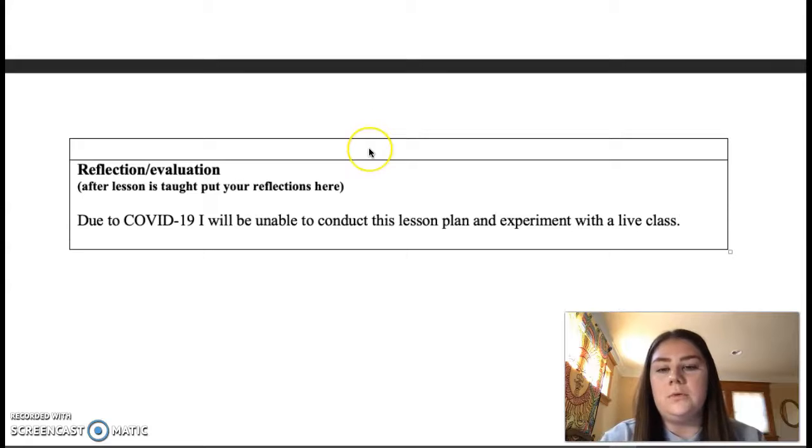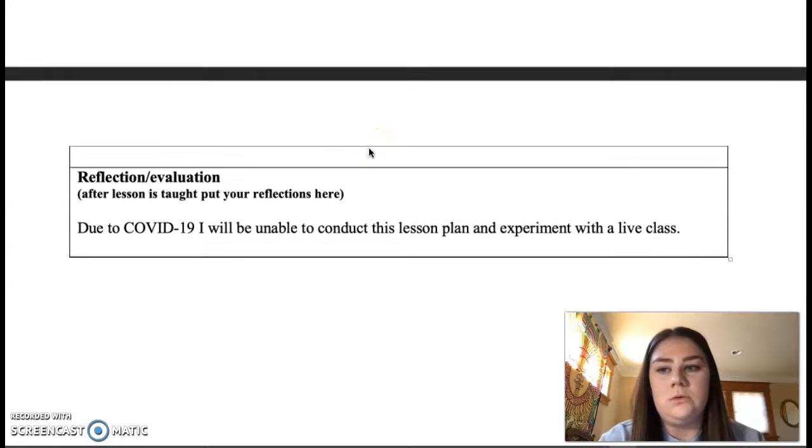And due to COVID, I will not be able to actually teach this lesson or conduct the experiment, but I hope to do that one day with my own class.